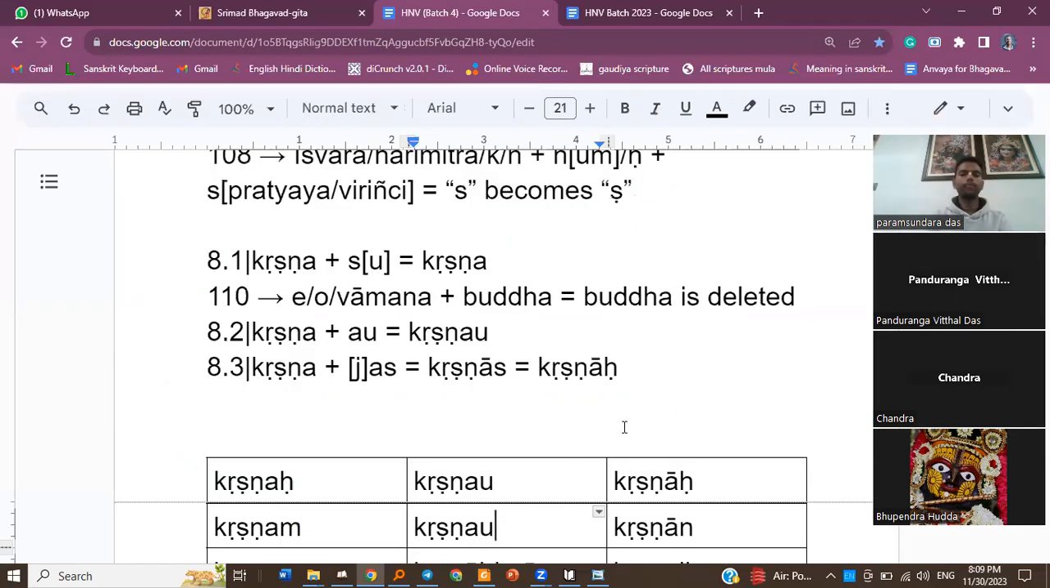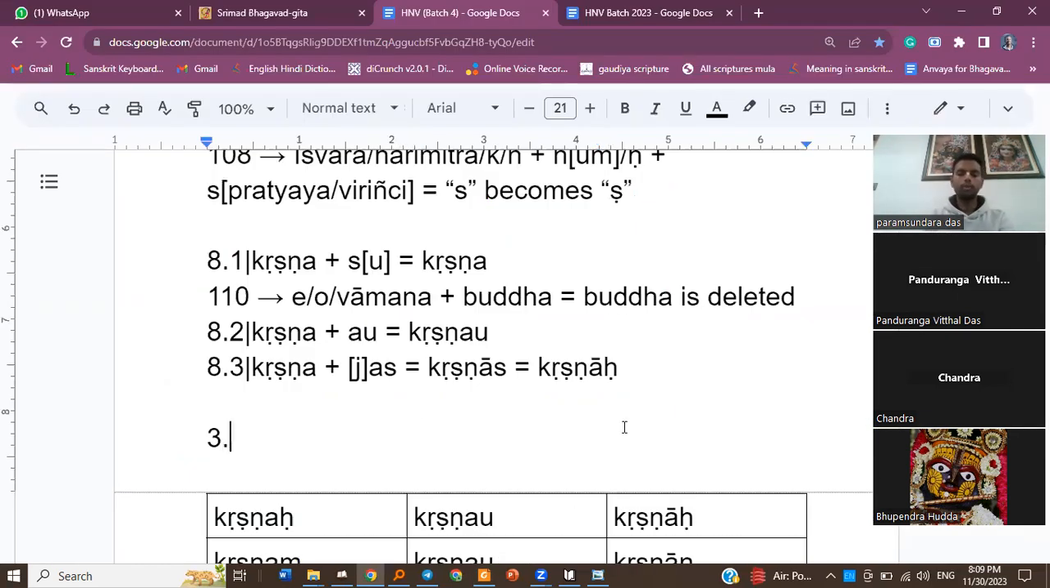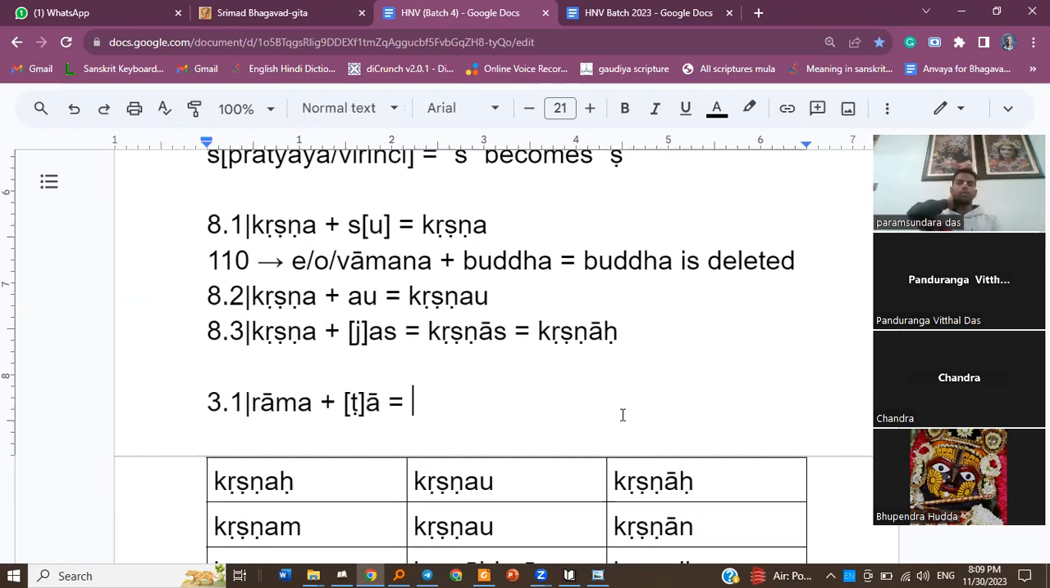So when we do 3.1 of Rama and Ta, right, like in Krishna. So we had a sutra Krishna Ta Ina. After the Krishna Shabda, which is the Vamana, the Ta gets replaced with Ina. So here this Ta is replaced with Ina and we get Ramena.